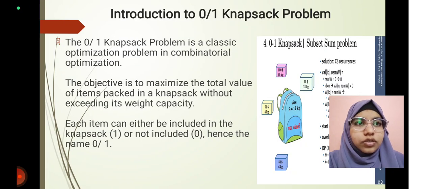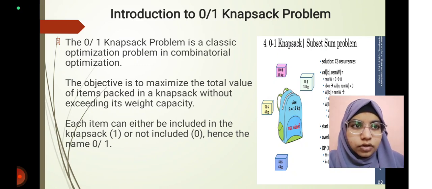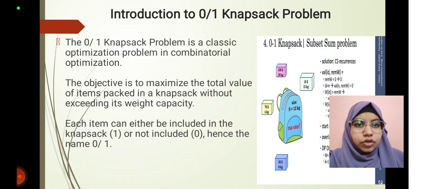Next, introduction to the 0/1 knapsack problem. The 0/1 knapsack problem is a classical optimization problem in combinatorial optimization. The objective is to maximize the total value of items packed in the knapsack without exceeding its weight capacity. Each item can either be included in the knapsack (1) or not included (0), hence the name 0/1. Here is one example of the 0/1 knapsack problem. In this figure you can see it here.